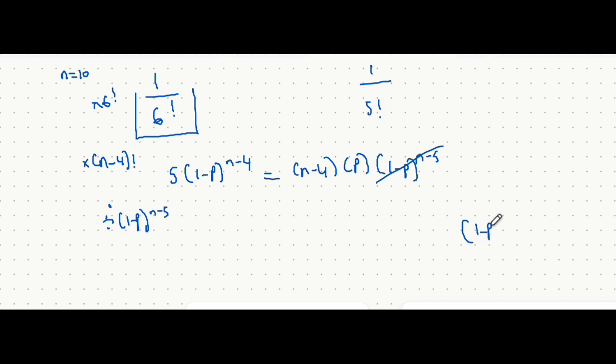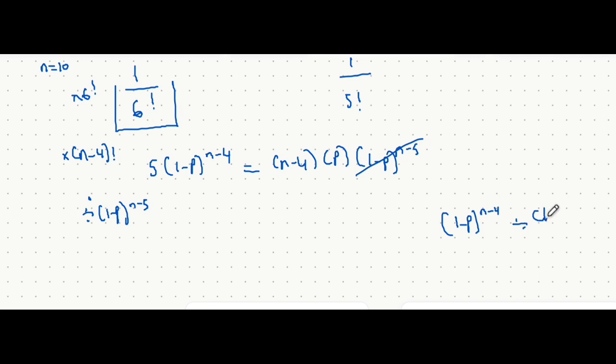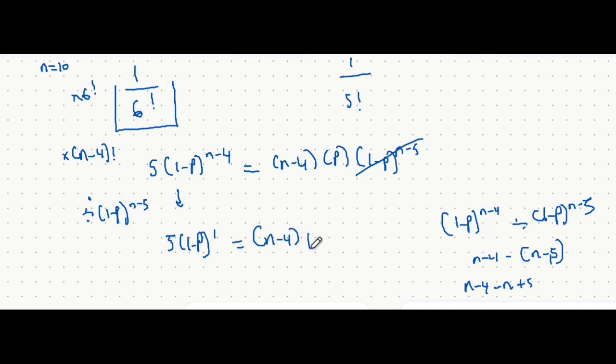We have 1 minus p to the power of n minus 4 already there. And you're dividing it by 1 minus p to the n minus 5. Because the base is the same, you're essentially subtracting the powers. So you have n minus 4 take away the power of n minus 5. So expanding that out the minus, it becomes minus n plus 5. Minus 4 plus 5 is 1, and the n's cancel out. So that will leave you with 1 minus p to the power of 1, which is what we want. So now we'll have 5 lots of 1 minus p all to the power of 1 equals n minus 4 all to the power of 4.